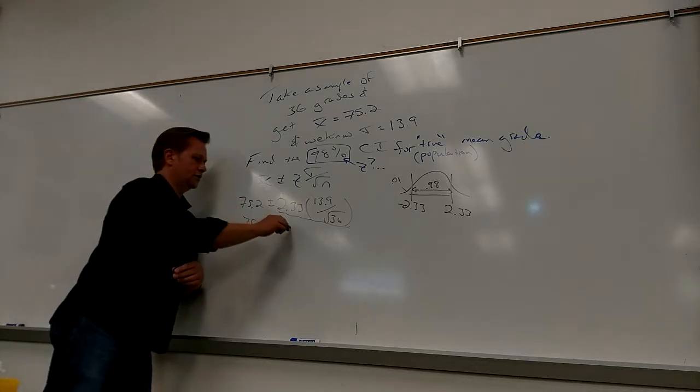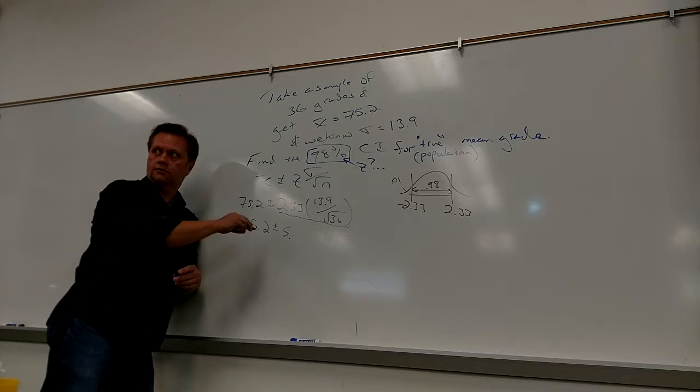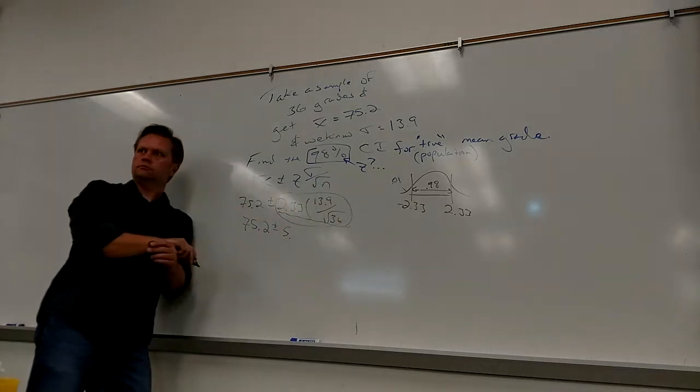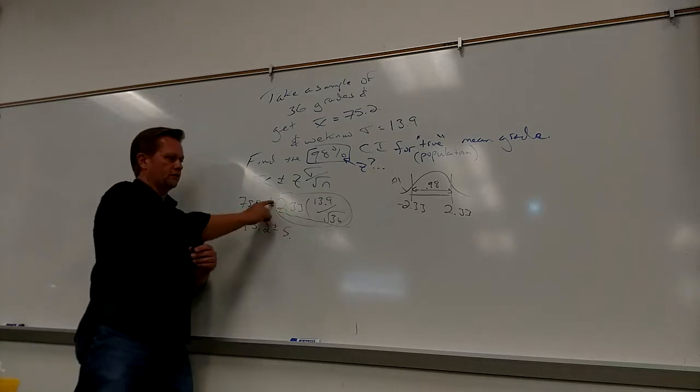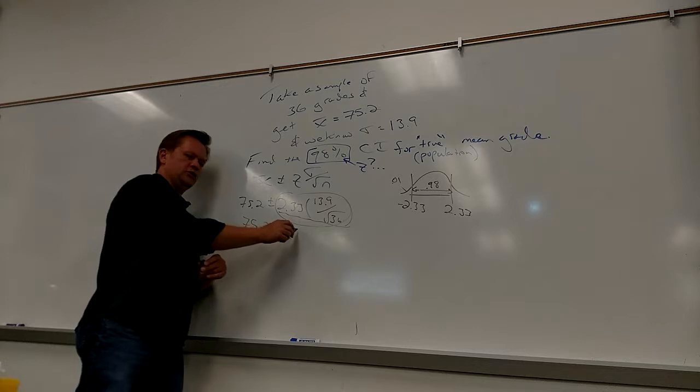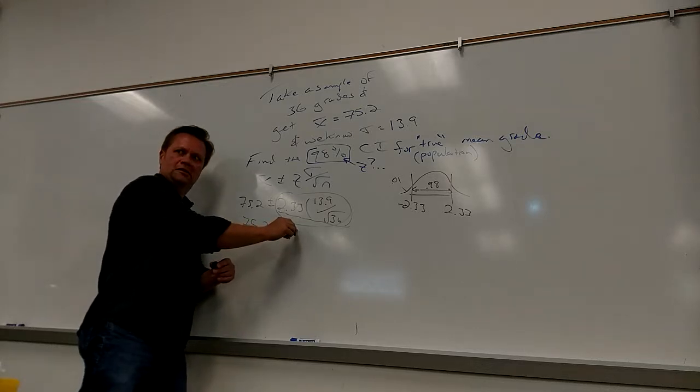5.398. Yeah, I was getting something close to that. You guys getting the same thing? This is the error piece, right? That's how much you're off by. Why does it make sense? Give or take, this is how much I think I'm off by. 5.398.